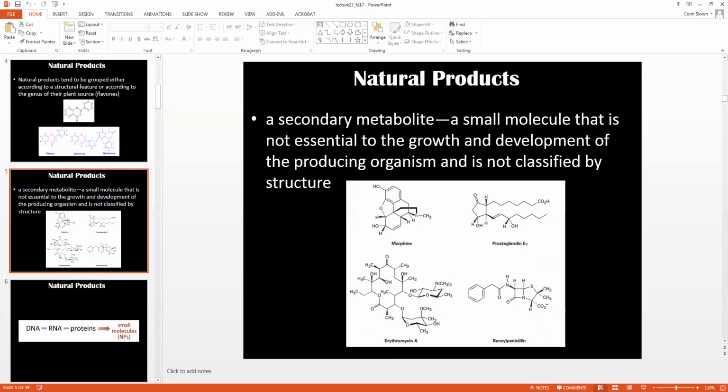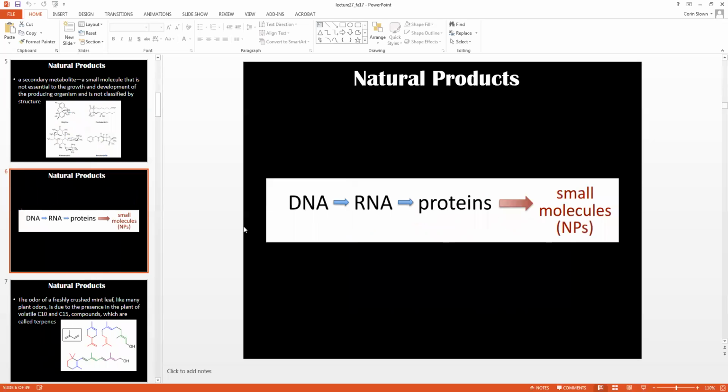A secondary metabolite is a small molecule that is not essential to the growth and development of the producing organism, and it is not classified by structure. Here are some examples of secondary metabolites: prostaglandin E1, morphine, erythromycin A, benzylpenicillin. And these natural products all come from this specific pathway: DNA to RNA to proteins to then small molecules or natural products.